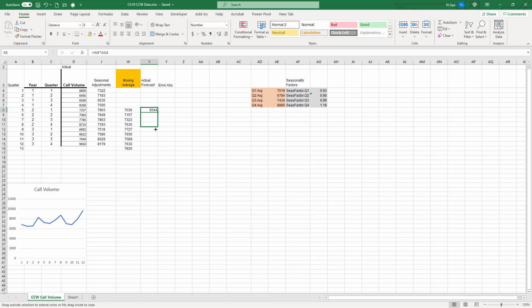And I can grab, we're going Q1 through Q4. That's fine. See, as I drag that down, it's auto-incrementing the reference over here. That's what I'm talking about. It's auto-incrementing down to this point, but then we have to start over again.